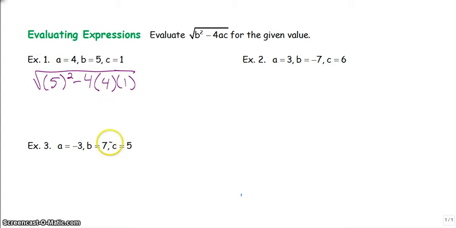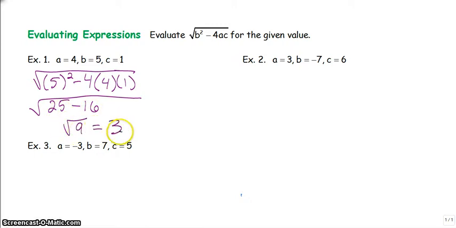I'm going to use the order of operations to simplify this square root. The square root symbol is a grouping symbol, so I will do everything inside first. Next comes exponents. 5 squared becomes 25. There are no more exponents, there's no more parentheses, I can go to multiplication. Negative 4 times 4 times 1 becomes a minus 16. Last but not least, subtraction. 25 minus 16 is 9. The square root of 9 equals 3.